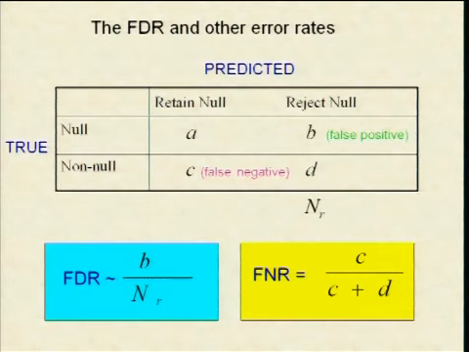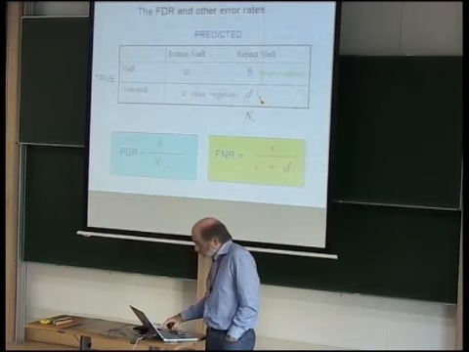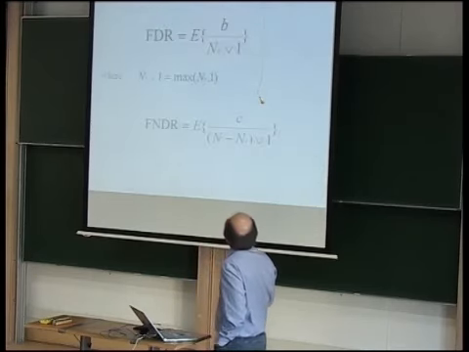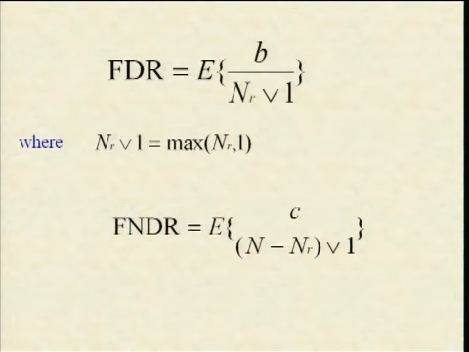So besides monitoring this false discovery rate, you should really, I think, monitor some other error rate like the false negative rate. And of course, these are only empirical definitions. The actual definition is given by the expectation of this ratio, where this notation means you're taking the maximum of that quantity and 1 to handle the case where this is 0.